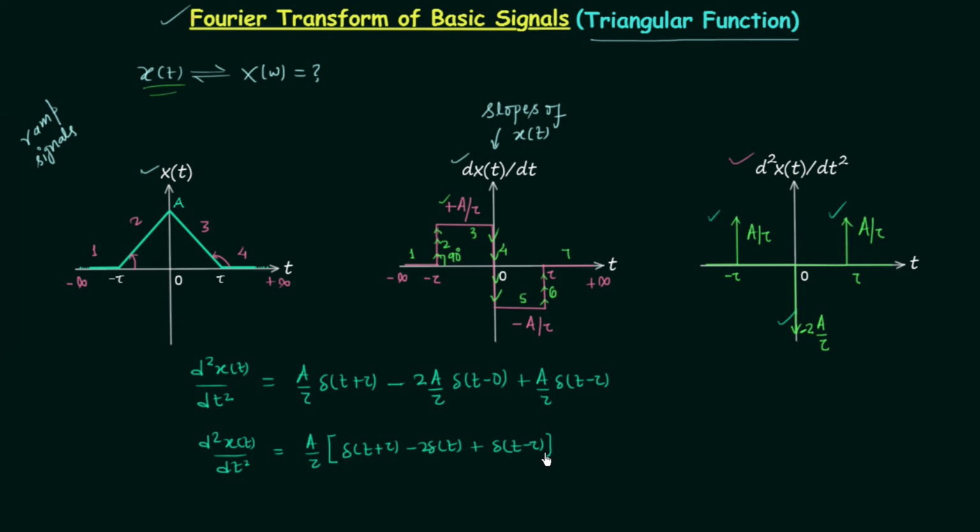Now we will perform the Fourier transform on both the sides. On the left hand side, we will have j omega whole square multiplied X omega, and on the right hand side we have a over tau inside the bracket. The Fourier transform of delta t is equal to 1, and the Fourier transform of delta t plus tau using the time shifting property is equal to 1 multiplied to e power j omega tau. Similarly, 2 delta t is having the Fourier transform equal to 2, and delta t minus tau is having the Fourier transform 1 multiplied to e power minus j omega tau. So this is what we have after performing the Fourier transform.